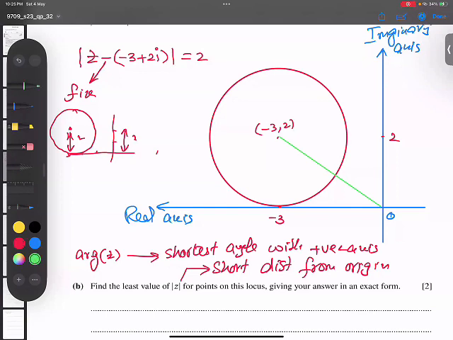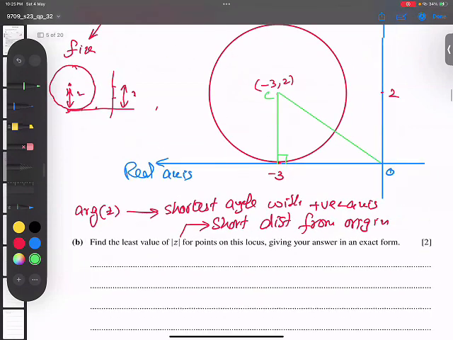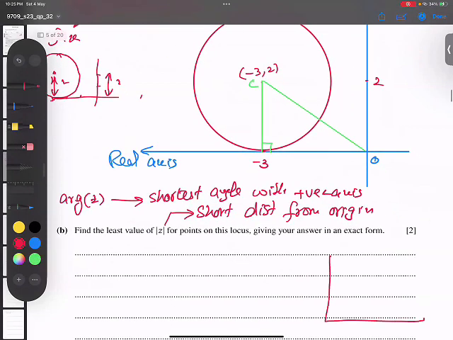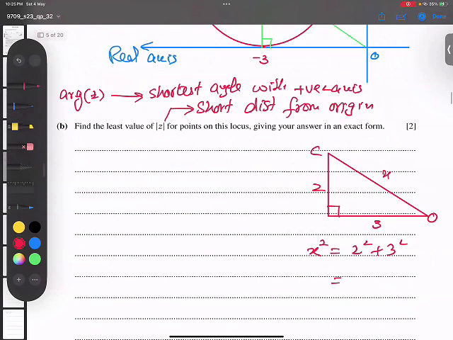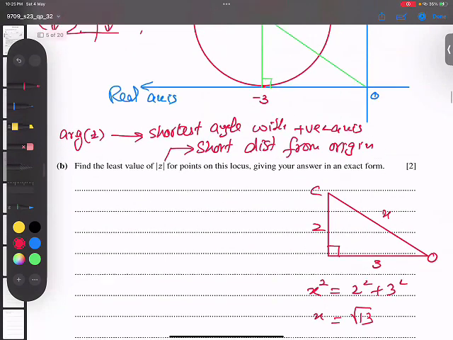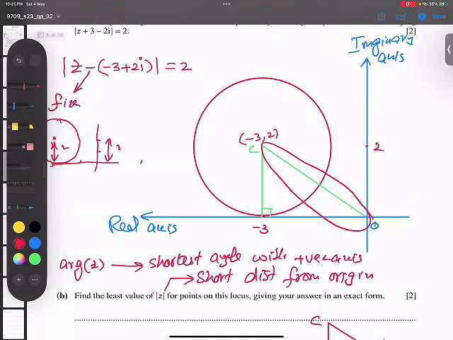So this is a right angle triangle. This is C for center, and O here. This is 3 for short, and 2. The negative is just for direction, so you can skip it. I will find it by Pythagoras theorem: x squared equals 2 squared plus 3 squared, 4 plus 9, root 13. It means the gap from O to C is root 13.